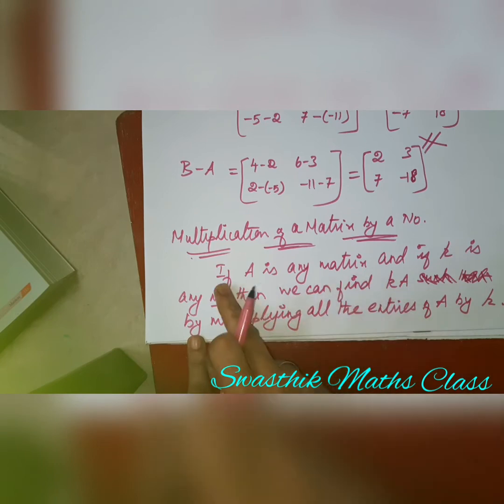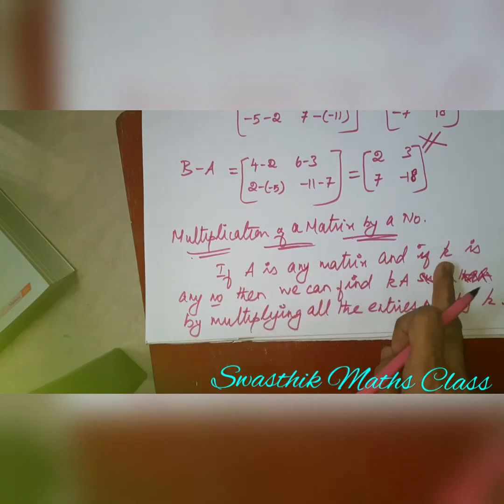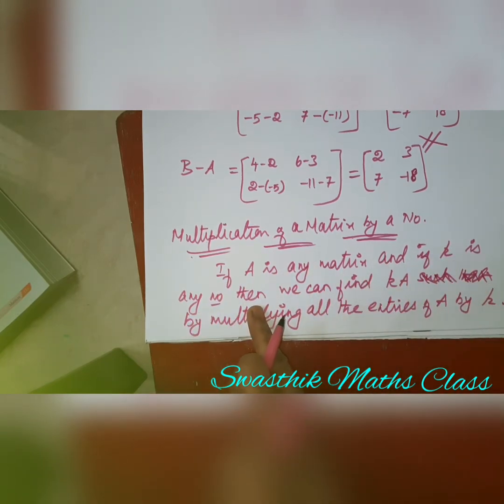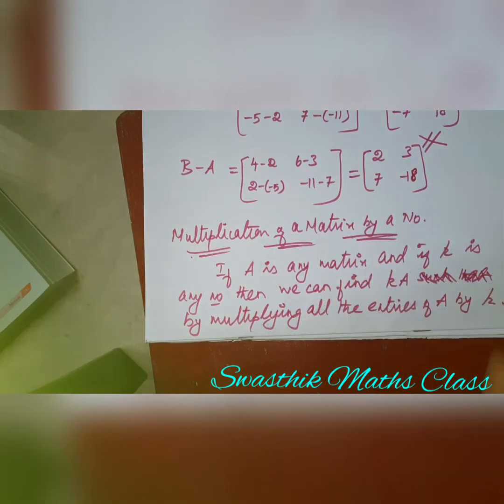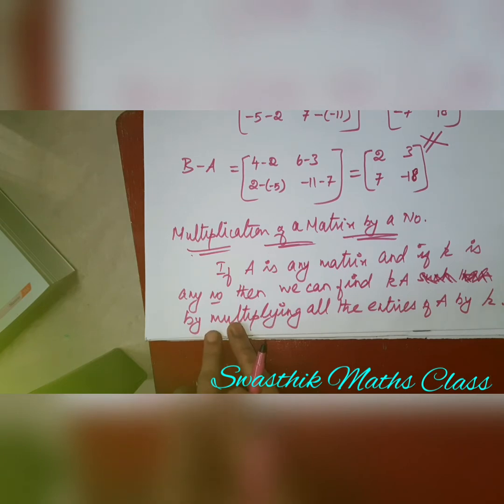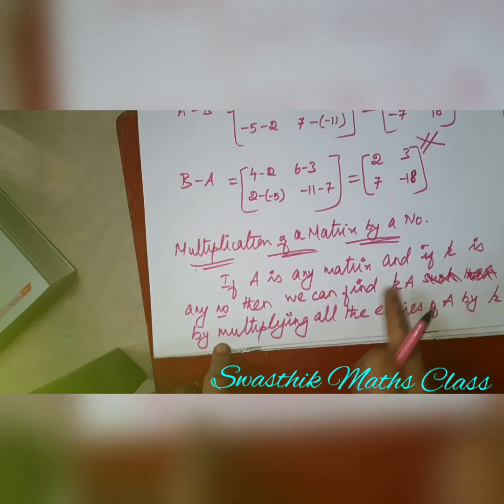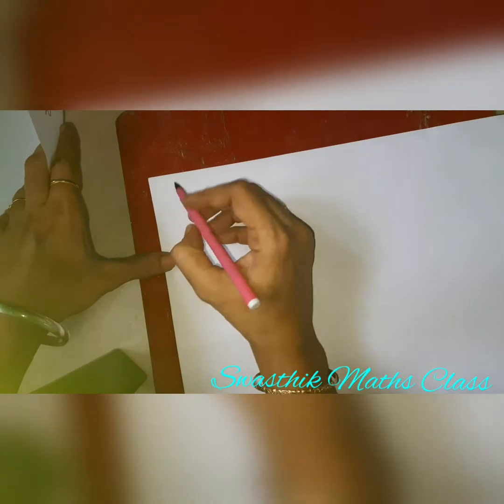What is said here? If A is any matrix and K is any number. So here we need two things. One is a matrix and the other is a number. A matrix and a number. Then we can produce a new matrix Ka, K into A, in such a way that we have to multiply all the entries of A by that number K. Then we will get the new matrix Ka. Right? Now let's see this by an example.